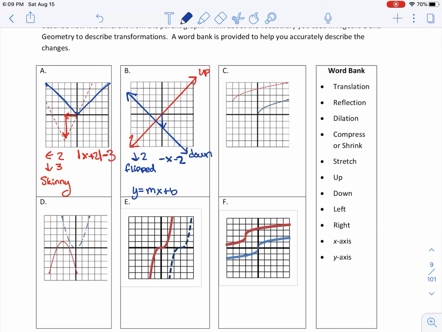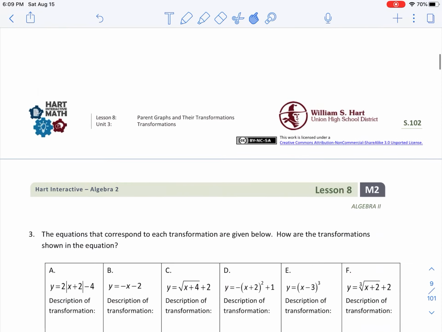So on C, my original is the blue. I move to the red. I'm going to do the rest of these in class, kind of live, to make sure that I know you understood it. But I'm going to move forward to page 103 and lecture a little bit there.